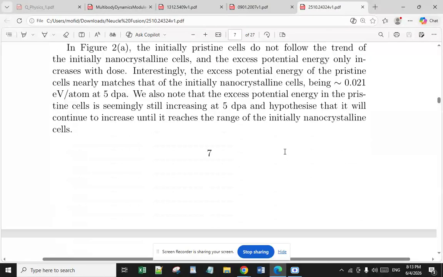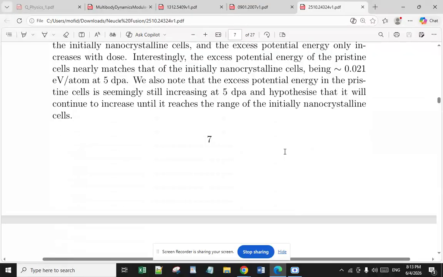In Figure 2a, the initially pristine cells don't follow the trend of the initial non-crystalline cells. The excess potential energy only increases with the dose. Interestingly, the excess potential energy of the pristine cells nearly matches that of the initial non-crystalline cells, being almost equal to 0.021 electron volt per atom at 5 dPa. We also note that the excess potential energy in the pristine cells is seemingly still increasing at 5 dPa, and we hypothesise that it will continue to increase until it reaches the range of the initial non-crystalline cells.